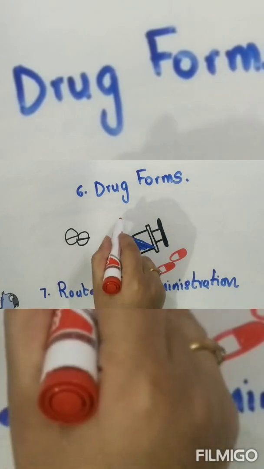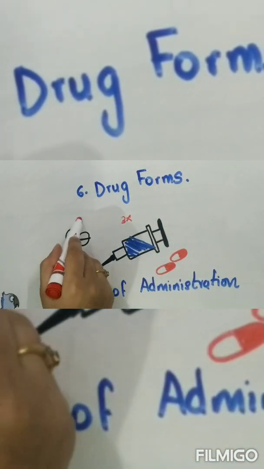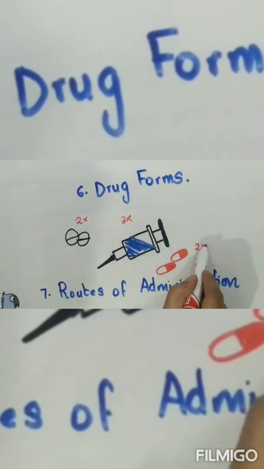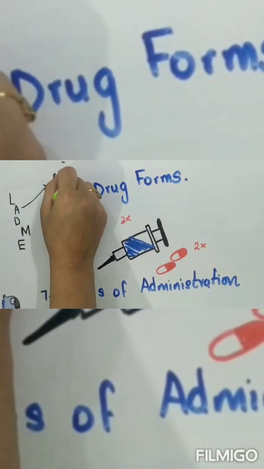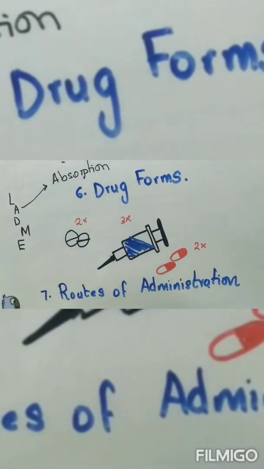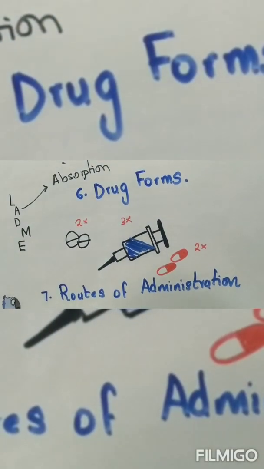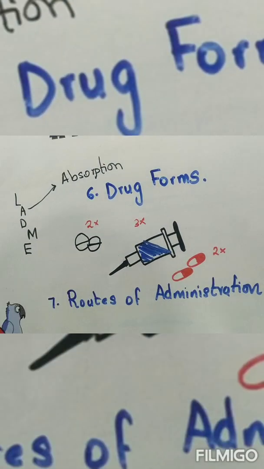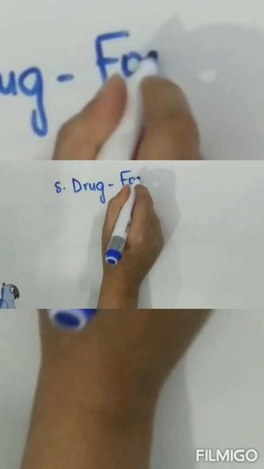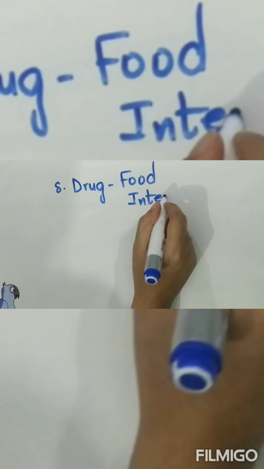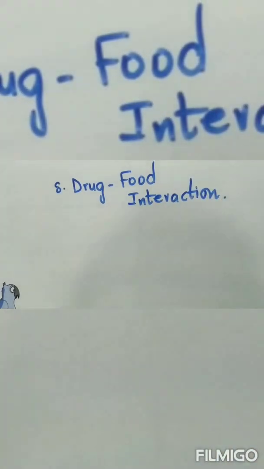Seventh is the route of administration. The same drug forms are passing through different routes. For example, an injection is going to show more of an effect if directly injected into the bloodstream. Absorption is the major concern while considering the route of administration, because we want the most of the therapeutic effect.